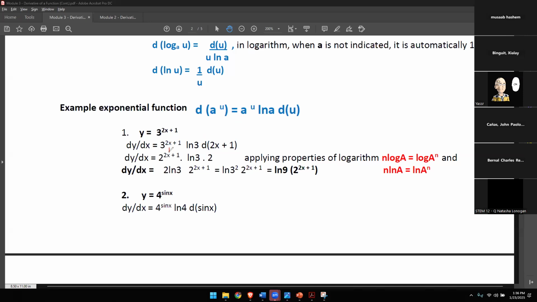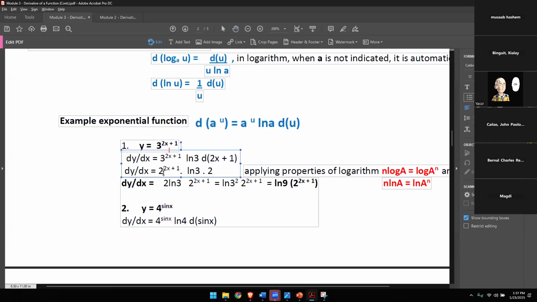Then afterwards, copy this one as it is. Oops, wait. Why did it become 2? Let me just check. It's still the same. This one seems suspicious. Maybe it's a typo because supposedly this one's still 3. Let me just edit this one real quick so that once I upload this, you will get the correct value or answer.